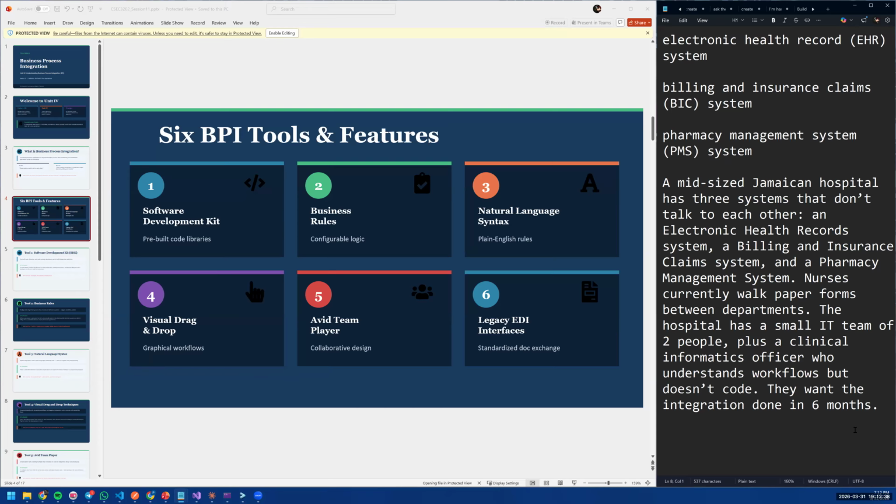So the avid team player is not a way of connecting the systems. Let me use the terminology that I would have used just now to explain what it is. It is collaborative workflow design or multi-user authoring. So whenever I say Avid Team Player, what I want you to think about is having one Google Docs file where more than one people are writing it at the same time.